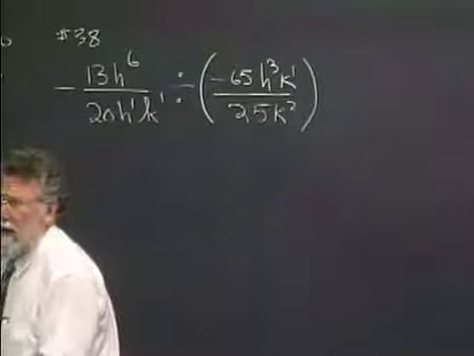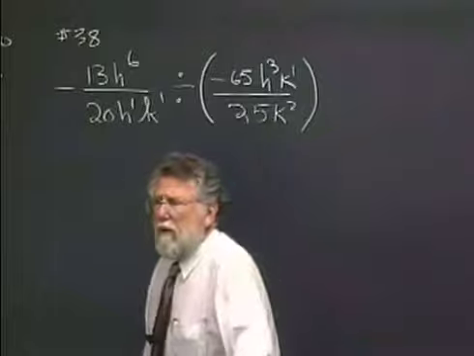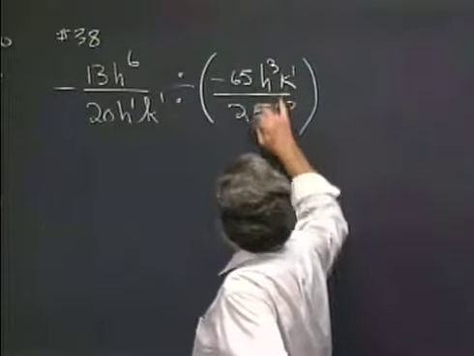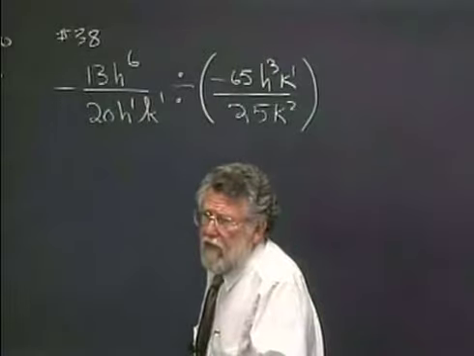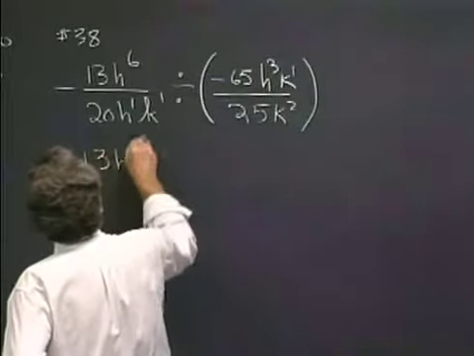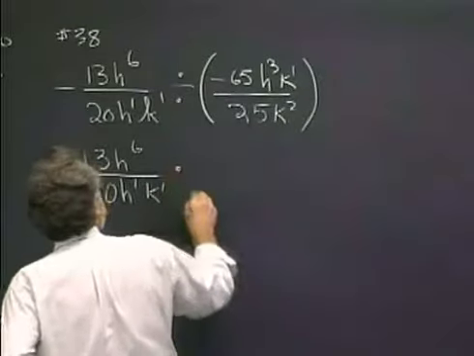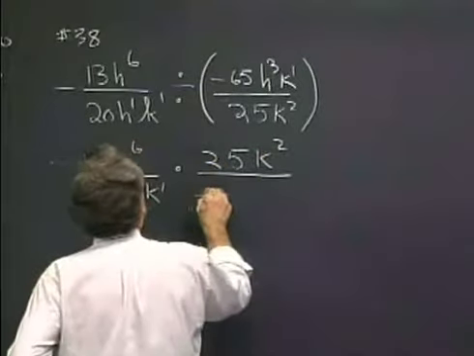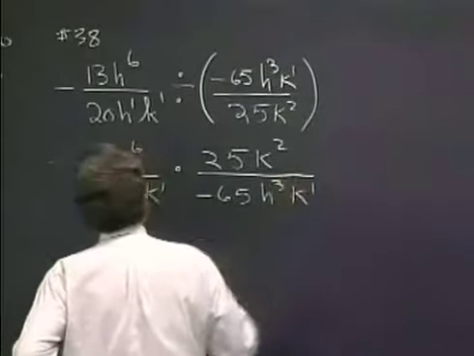Now this brings up a point right out of the gate, coming back to, Robert, what you were talking about, whether or not you can reduce within the fraction itself. The fact that I have a k to the 1 and a k to the 2nd, I'm going to probably want to simplify that right at the beginning. But before I do that, let me rewrite it as a multiplication. So a big dot and a 25, k to the 2nd, over a negative 65, h to the 3rd, k to the 1st.